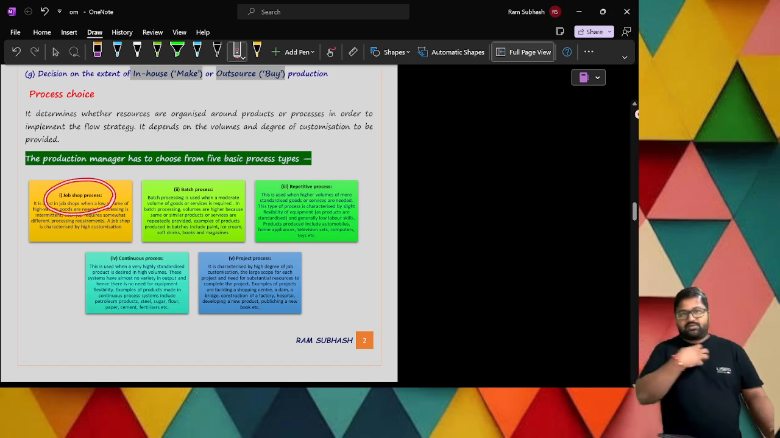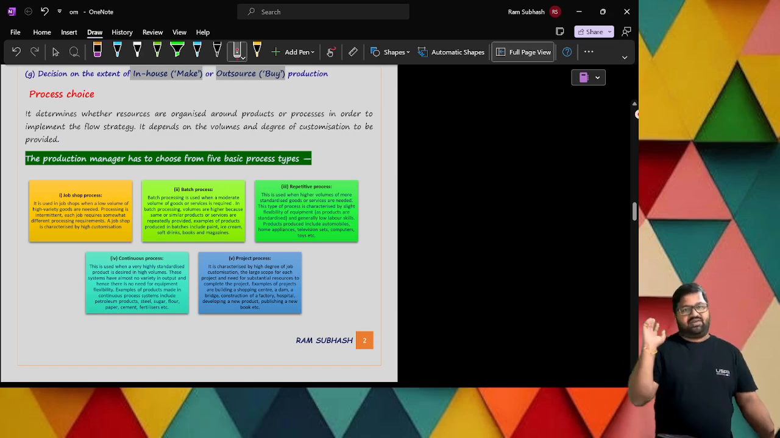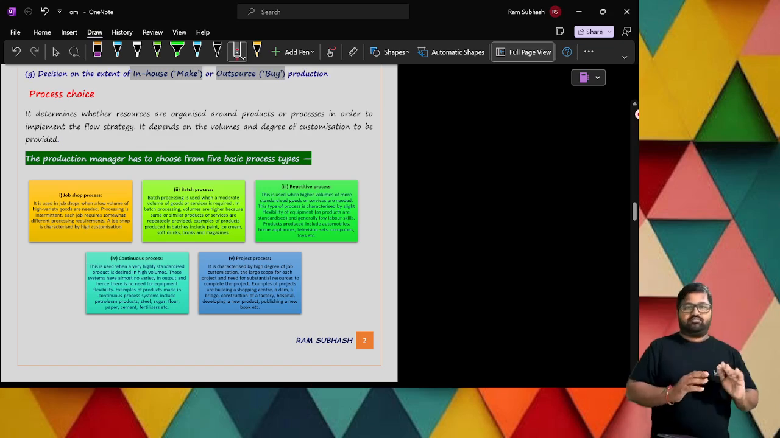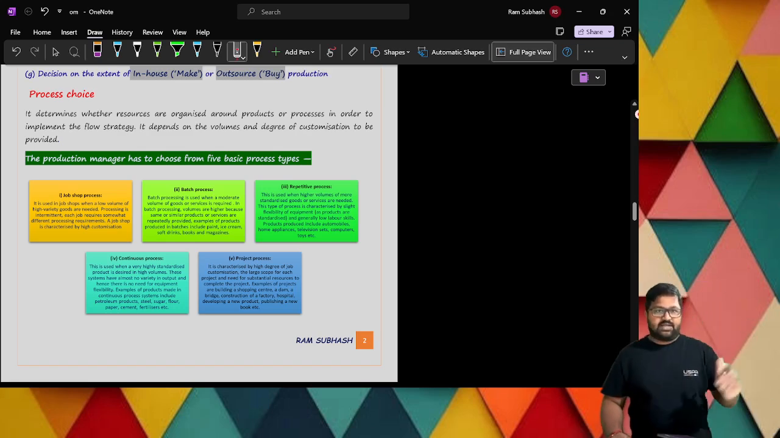Okay, now based on the customer requirements, the products will be manufactured. Sometimes the volume may be less or more. Okay, now this is the basic idea about the job process.